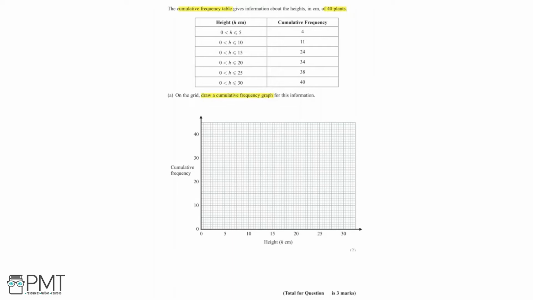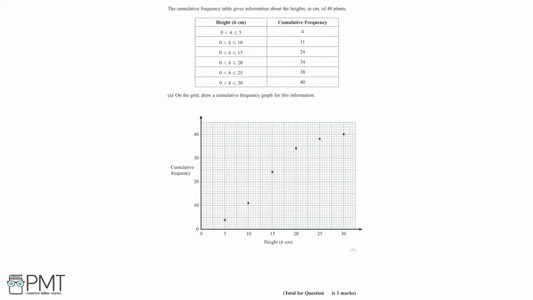And so let's start by plotting our first point, which would be at 5, 4. And so we've plotted the point 5, 4 on our graph. The next point that we'll plot would be 10, 11, which we've plotted over here. Then we need to plot 15, 24, which we've done over here. Then we plot 20, 34, over here. Then 25, 38, which we've plotted here. And finally, we need to plot the point 30, 40, which we've plotted over here.